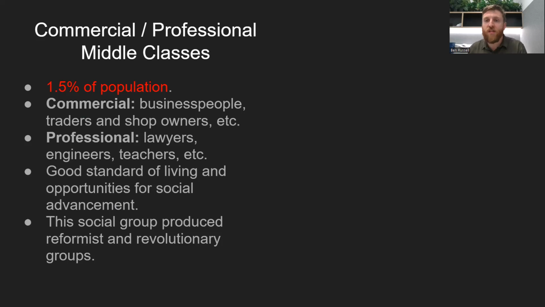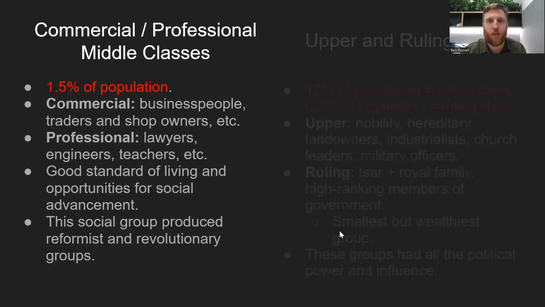From the intelligentsia came many of the key revolutionaries that we will look at who led the revolution, including Leon Trotsky and Vladimir Lenin. All of them came from these middle classes, which is interesting because they advocated for the proletariat working classes.